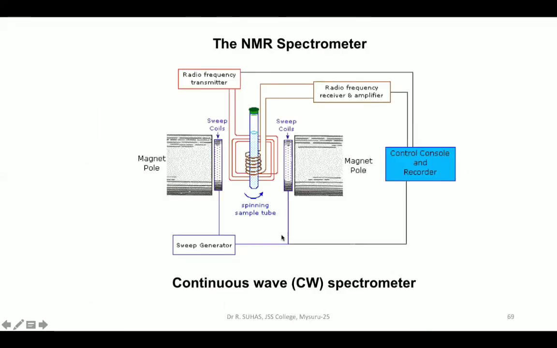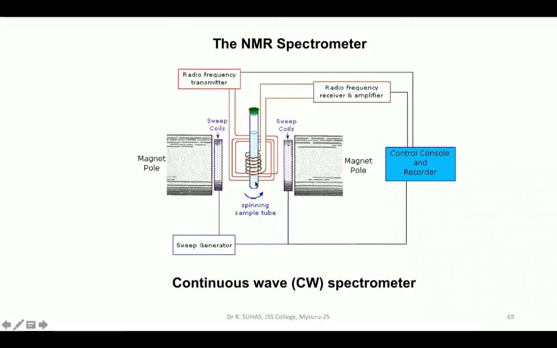The last aspect for today's class is the instrumentation, that is the NMR spectrometer. This is the typical sketch of an NMR spectrometer. Usually NMR is scanned by means of the continuous wave method, and hence this spectrometer is called a continuous wave spectrometer. Here this is the glass tube or the sample tube. It is made of glass and the thickness of the wall will be just 5 millimeter. Inside this, we put the solvent and the sample, and then we dissolve the sample in the solvent, and then we keep it in the NMR by capping that glass tube.